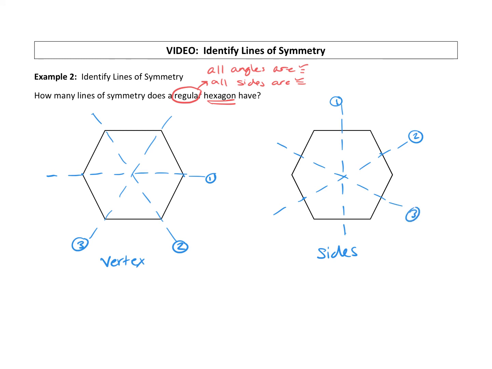So in total, we had 3 lines of symmetry here, 1, 2, 3, and we had 3 lines of symmetry here, 1, 2, 3. So how many lines of symmetry does a regular hexagon have? 6 lines of symmetry.